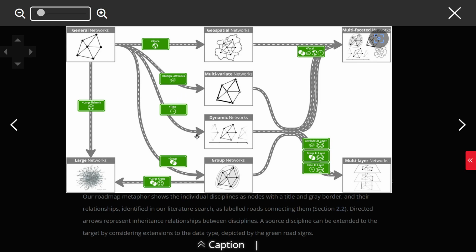Figure 1. Our roadmap metaphor shows the individual disciplines as nodes with a title and gray border, and their relationships, identified in our literature search, as labeled roads connecting them. Section 2.2. Directed arrows represent inheritance relationships between disciplines. A source discipline can be extended to the target by considering extensions to the data type, depicted by the green road signs.